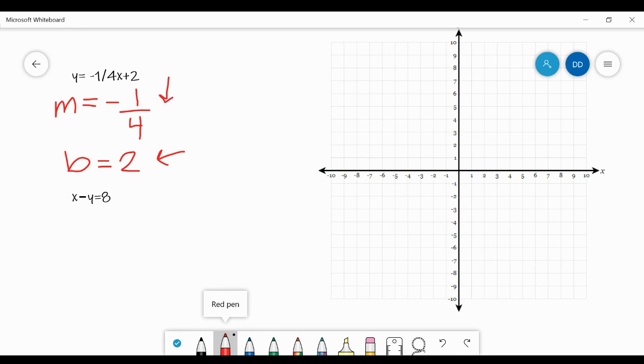We're going to go down 1 over 4. So I'm going to put a point at 2, and then we're going to go down 1 over 4. 1, 2, 3, 4. Same thing, down 1 over 4. I'm going to do the reverse so I can have as many points graphed as possible. And then just connect this line here.